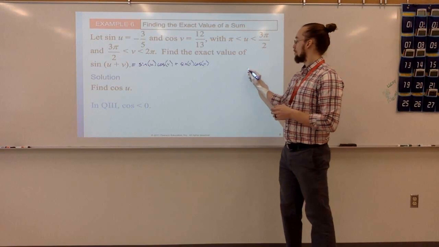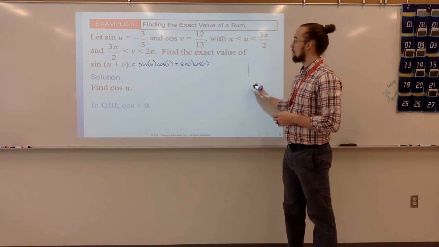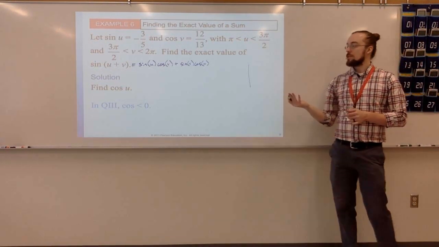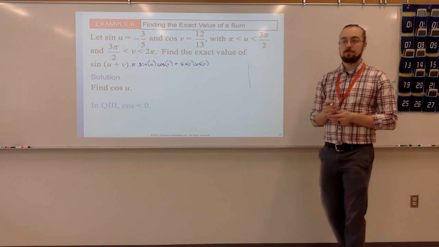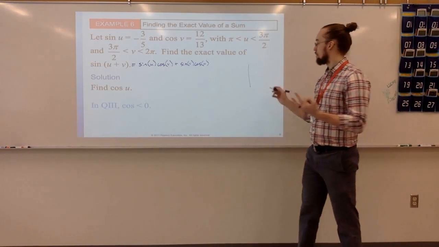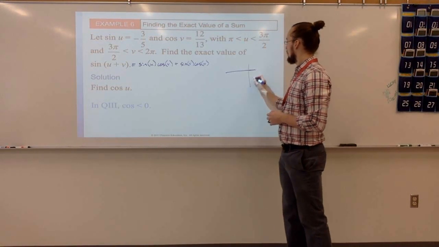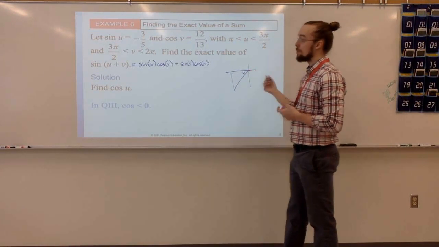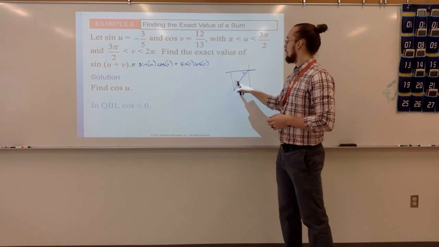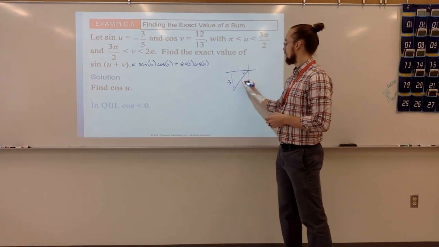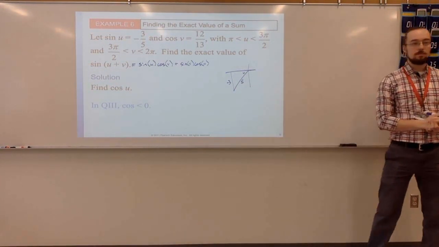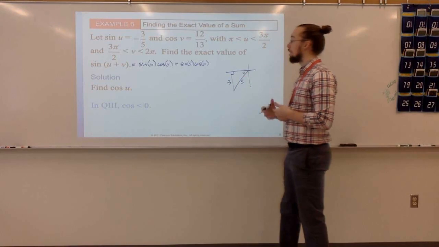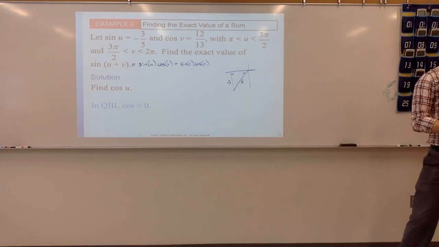So let's deal with u first. We're told that u is in between pi and 3 pi over 2. Which quadrant is that? Third quadrant, right? So we can sketch out our triangle here. This is angle u, and I know the sine. Sine is opposite over hypotenuse, which is -3 over 5. So we just need to solve for this side in my right triangle in order to figure out what cosine of u is.